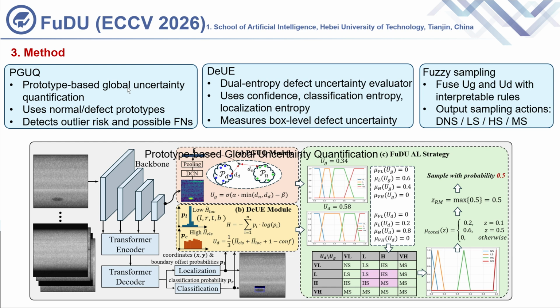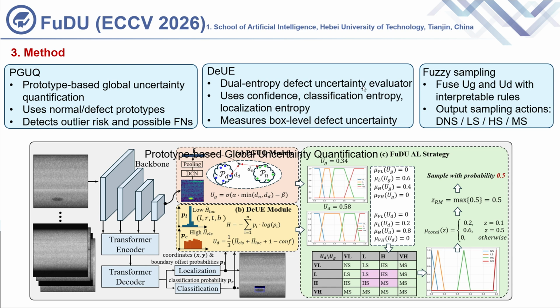Second is DEUE, which is the Dual Entropy Defect Uncertainty Evaluator, which estimates defect-level uncertainty from confidence, classification entropy, and localization entropy. And third, we use a fuzzy inference system to fuse these two uncertainties.